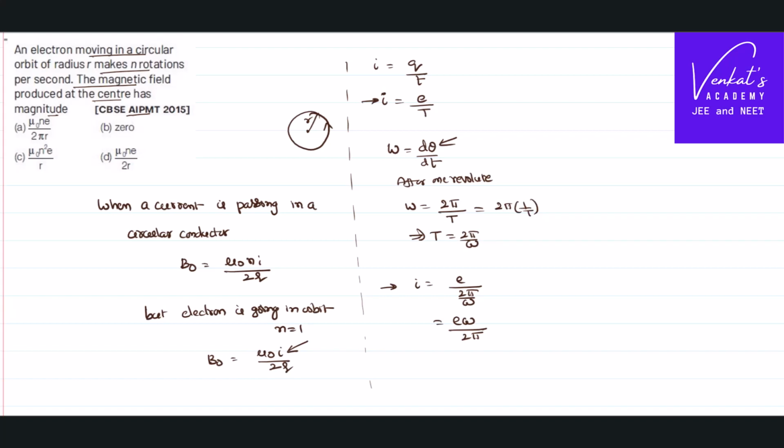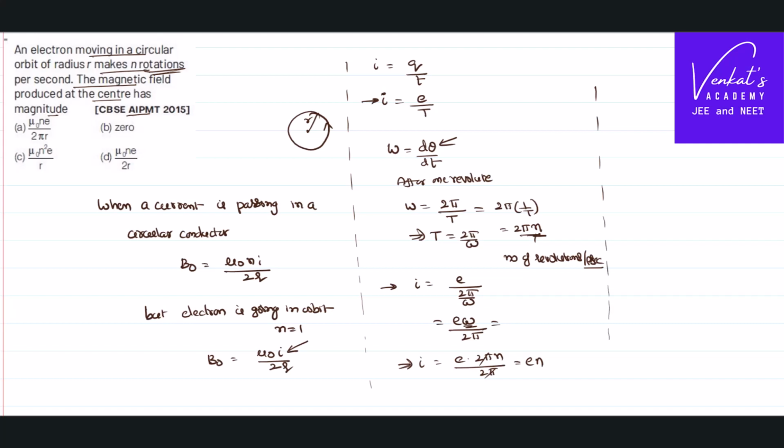The reciprocal of the time period is frequency, where n is the frequency. Frequency is the number of revolutions that it makes per second. It was given like n rotations per second, so it matches the given data. So, in the place of omega I can write 2 pi n. That implies current becomes e into 2 pi n by 2 pi, the 2 pi will cancel. So, current is e into n.